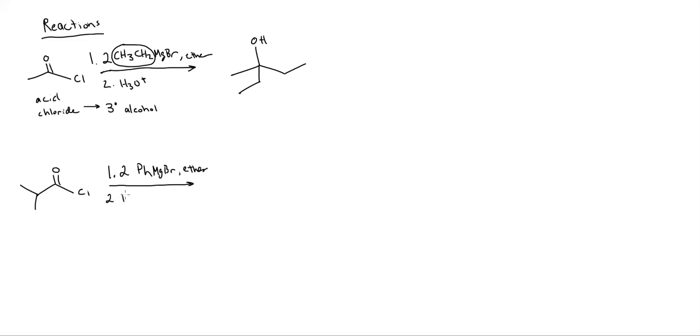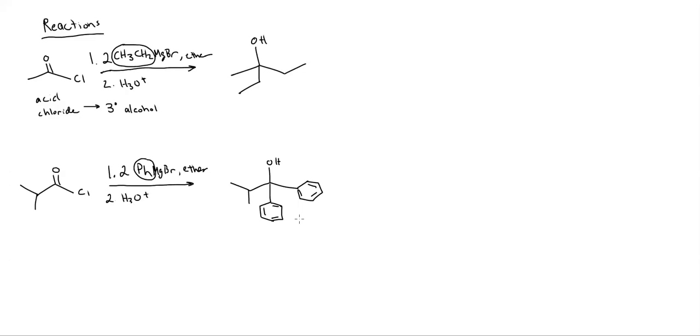And then as a second step, we'll throw in some acid. Okay, again, this is just going to be very similar. I'm going to turn this into an OH, get rid of chlorine, and then add 2 of whatever my Grignard is. In this case, it's a Ph, right? Phenyl. So I add 2 phenyl groups. So phenyl is just a benzene ring. So I add 2 benzene rings. And that's it. Okay, so acid chlorides become 3 degree alcohols.